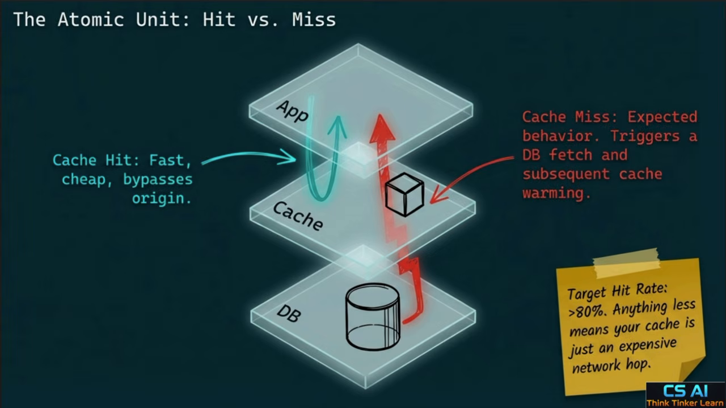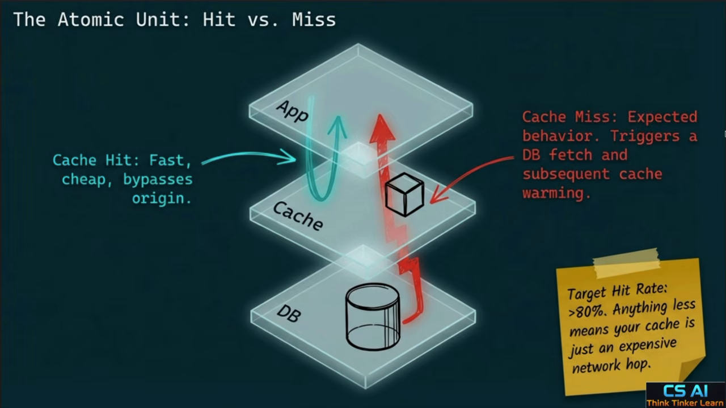Let's define the atomic unit, the hit versus the miss. A hit is the gold standard. It's fast, inexpensive, and most importantly, it bypasses your origin database entirely. A cache miss is expected, but it's expensive. It triggers a full database fetch and subsequent cache warming.